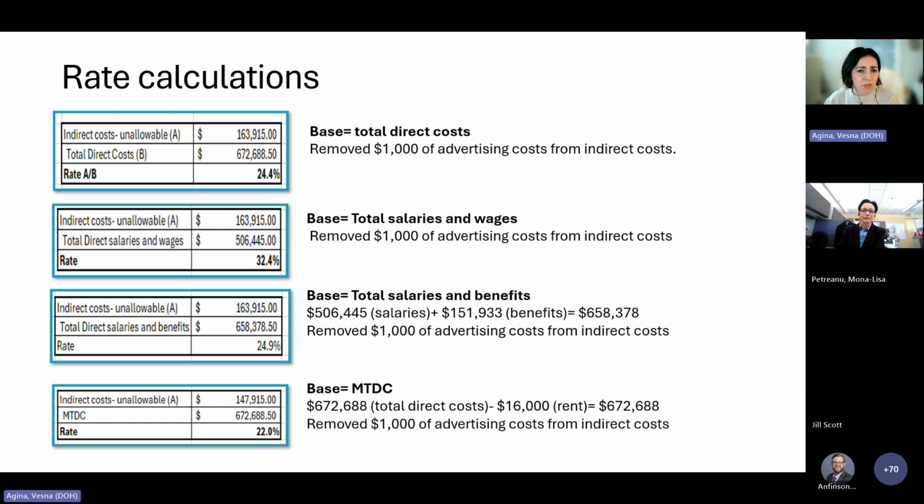So if you're using total direct cost, you will come up with different numbers versus salaries and wages. So again, whatever works for your organization, but just keep in mind that if you're, for example, selecting total salaries and benefits, you're only able to claim indirect cost by applying the indirect rate to the salaries and benefits.